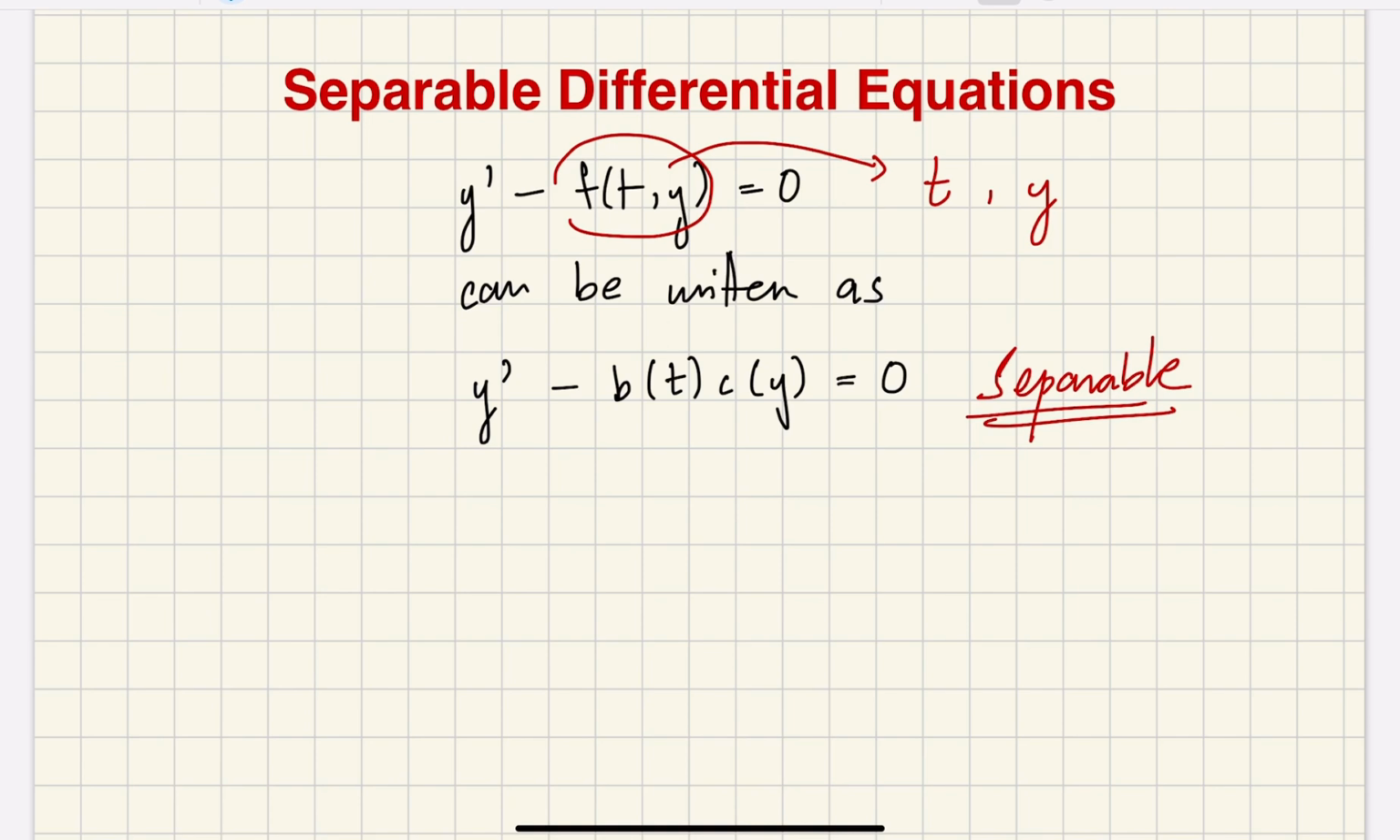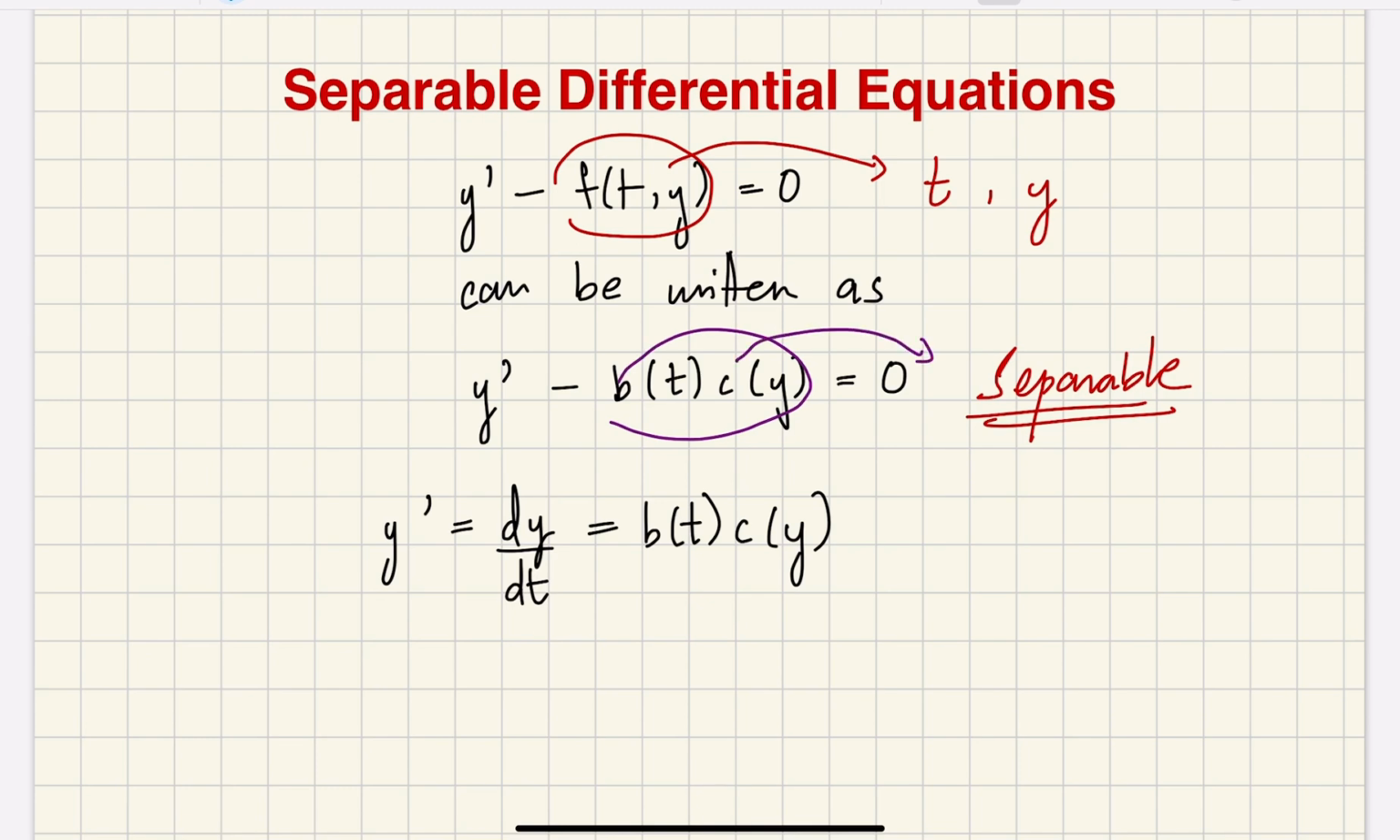So we're going to separate the expression into two expressions, each dealing with one variable only, and we will integrate. So we have y prime, which is also dy over dt, and we said it's equal to b of t times c of y. I just took all of this here.